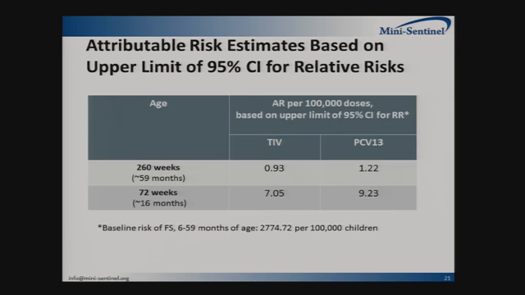We also calculated attributable risks based on the worst case scenario, and we did this by calculating the attributable risks that corresponded to the upper limit of the 95% confidence intervals for the relative risks. And under these assumptions, the attributable risks for TIV ranged from 0.93 to 7.1 per 100,000 doses. For PCV13, they range from 1.2 to 9.2 per 100,000 doses. We consider that these attributable risk estimates under the worst case scenario are quite modest in size, considering that the baseline risk of febrile seizure is approximately 2,700 per 100,000 children across a child's lifetime.